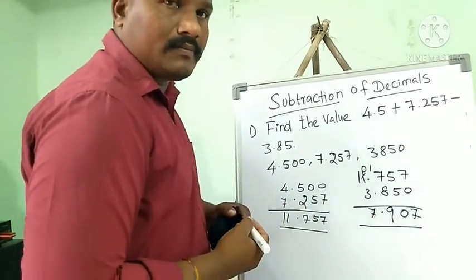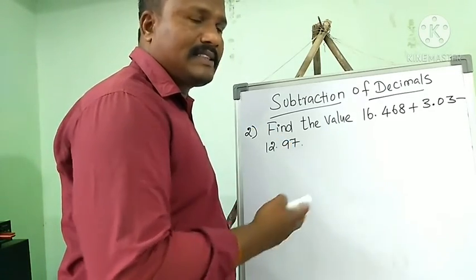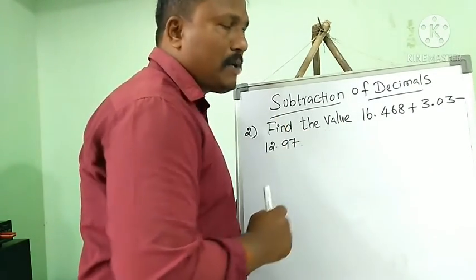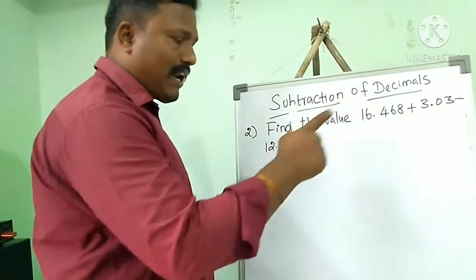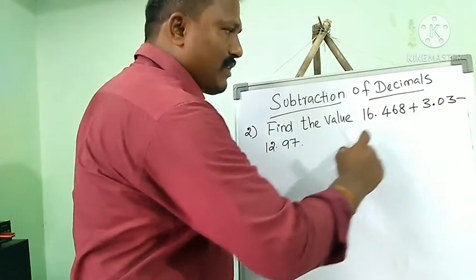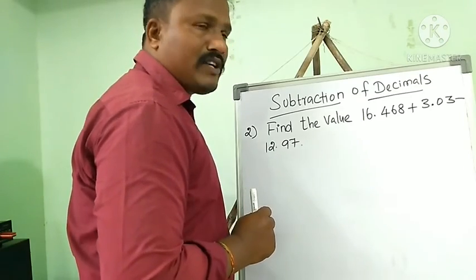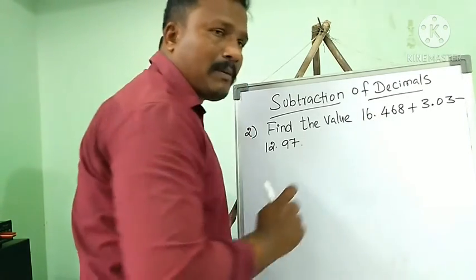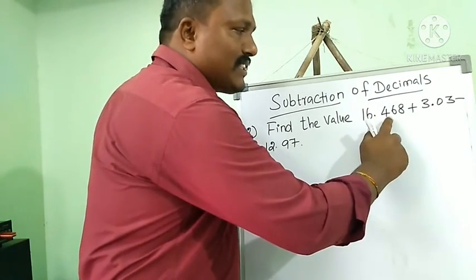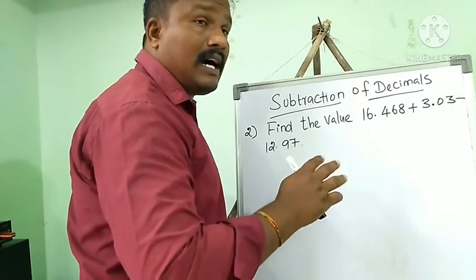Okay, for your understanding, we will solve another example. So find the value of 16.468 plus 3.03 minus, it means subtract, 12.97. So we have to add these two decimal numbers, then after that we have to subtract from this number. For the first step, you have to check whether the given decimal numbers are like or unlike decimals. So the decimal places are 3, here 2, here 2, so not the same, so it's an unlike decimal number.